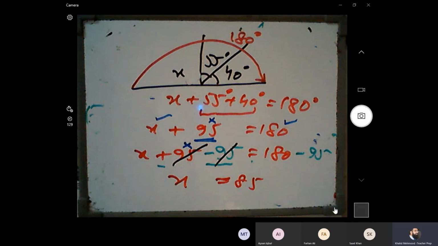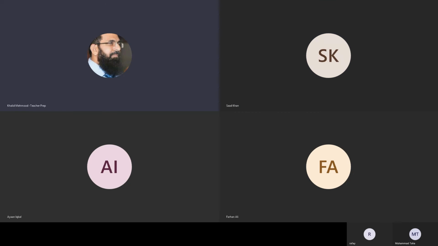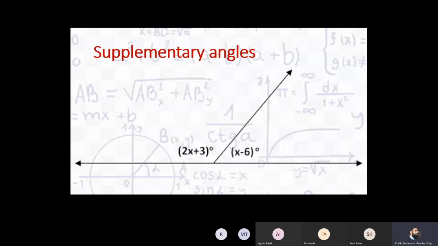Okay, now come to the problem again. Here is the problem. We've done this. Now what about this one? This is again a supplementary angle problem, but now most of the algebra is involved here. So let's see how we'll be solving it.